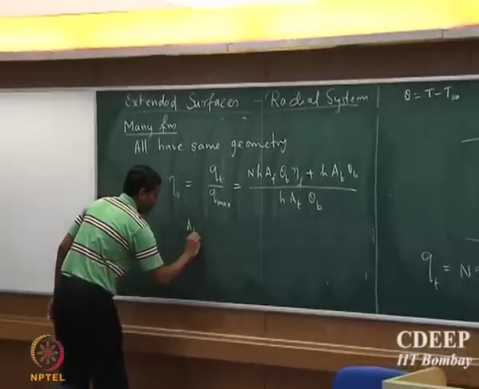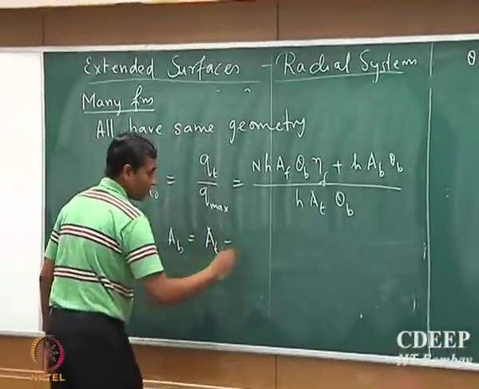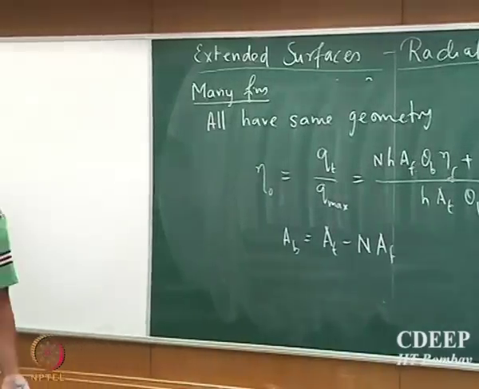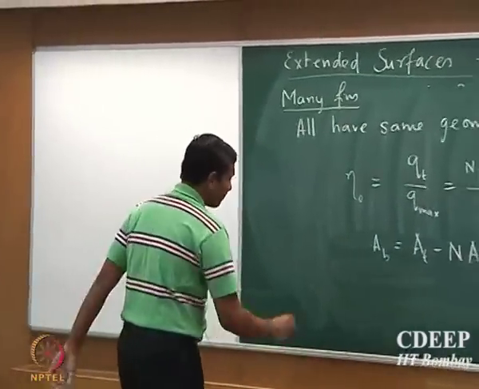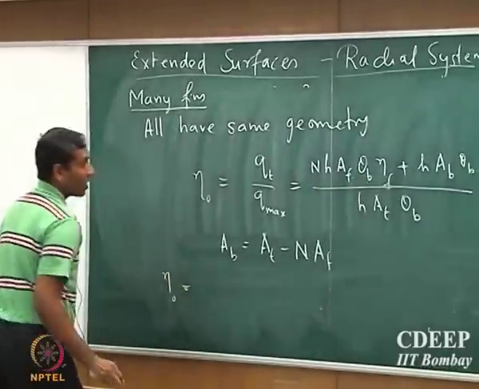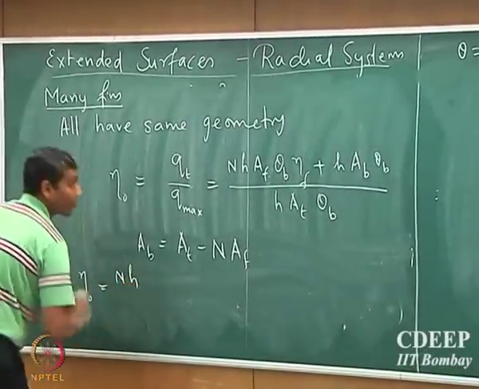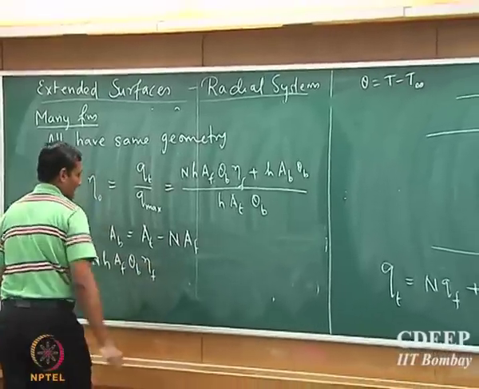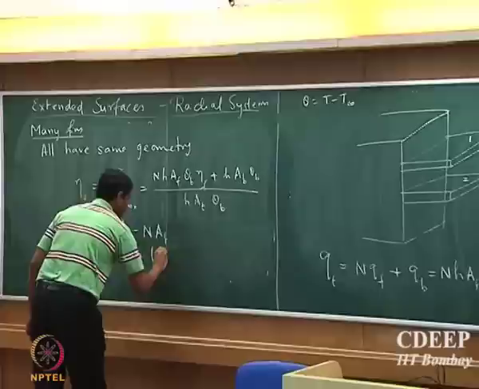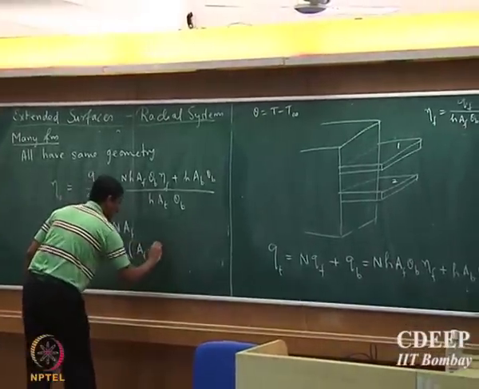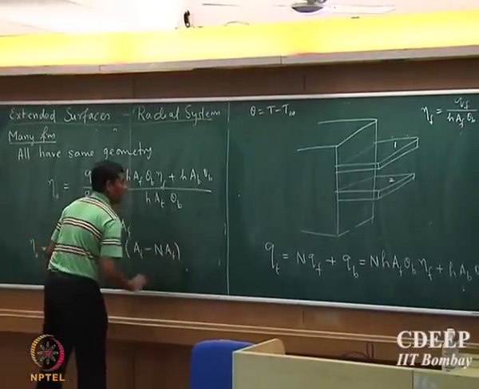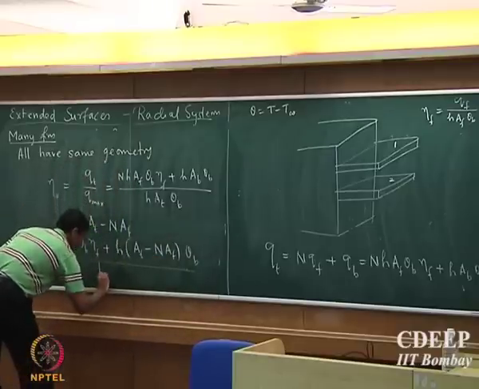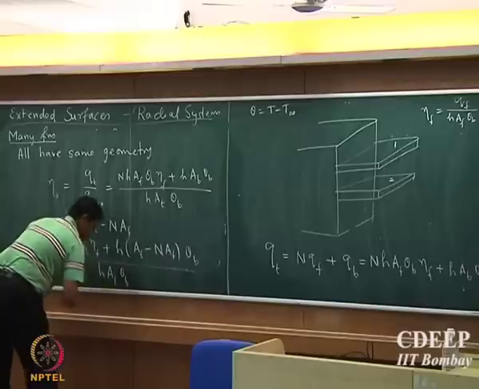AB is given by A total minus n times the area of a fin, simply from the conservation of the total area. Substituting this, you will get eta naught is equal to n h AF theta b eta f plus h into (A total minus n AF) into theta b, divided by h into A total into theta b.